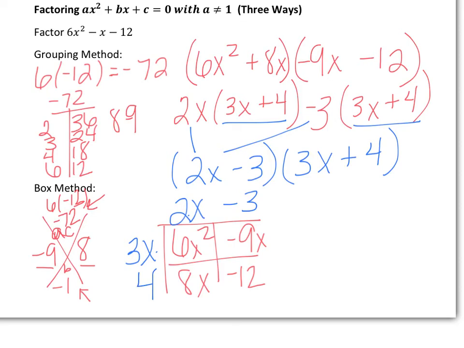And then you want to check. Does -3 times 4 give me -12? Yes. So now my factors that come out of this are 2x minus 3 and 3x plus 4.